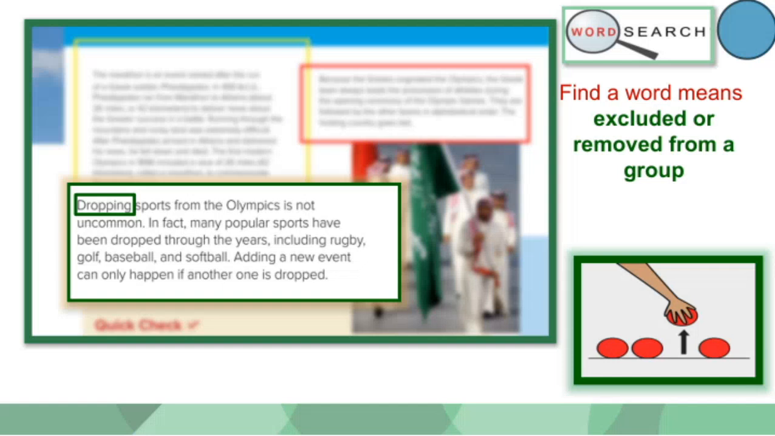Let's explore the idea of a word that means excluded or removed from a group. This concept is important because it often comes up in discussions about social dynamics, team membership, or even data analysis. Understanding this term helps us better navigate situations where certain individuals or elements are left out. When we identify this word, it underscores the importance of inclusion and the impact of exclusion. Recognizing the term also helps us communicate more effectively about these issues.